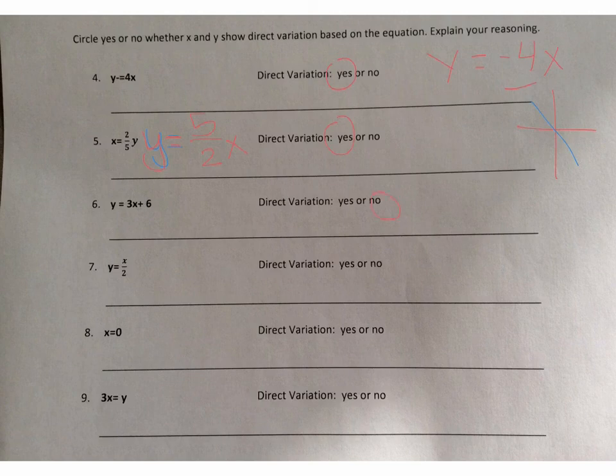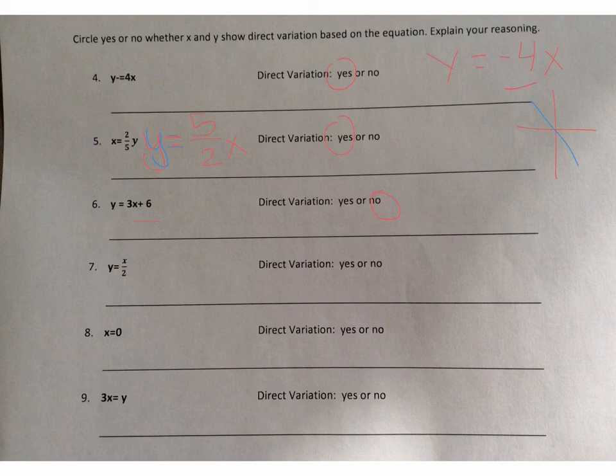Number 6, what do we think? It is going to be a no. Automatically, you can see it with your plus 6. The unit rate was 3, which is great, but that plus 6 makes it not go through 0, 0, so not direct variation. Again, you should be explaining this on the line a little better and in more detail.